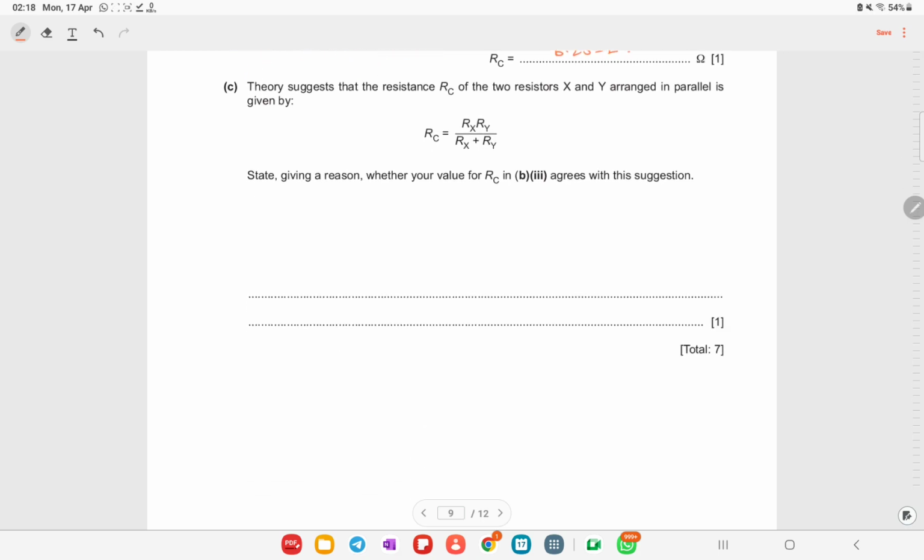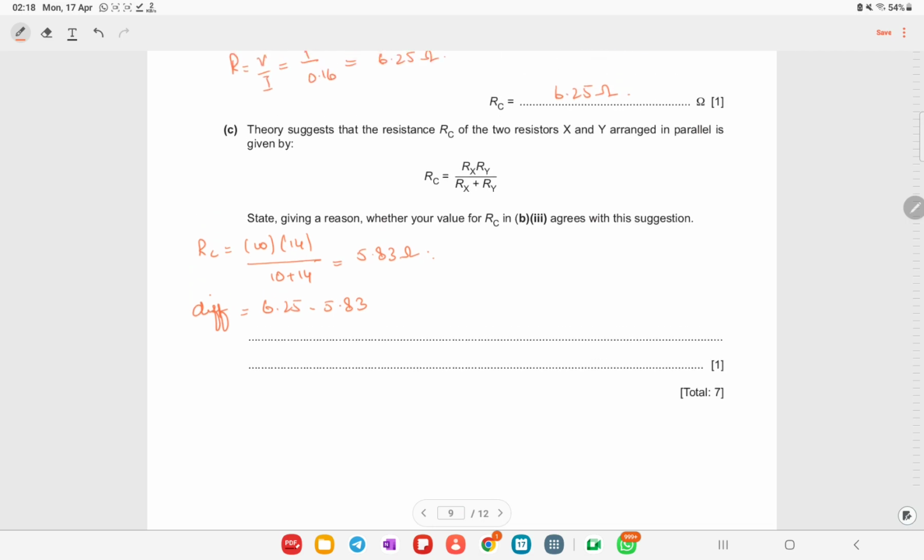Okay, so first of all, I'll do some calculations to check: 10 times 14 over 10 plus 14, which is going to be 5.83 ohms, and the difference is going to be 6.25 minus 5.83. So 6.25 is the one we have already calculated for this. So this is going to be 0.416. Now we will find out the percentage difference, and this is going to be 0.416 divided by 6.25 times 100. So it's going to be 6.4 percent.